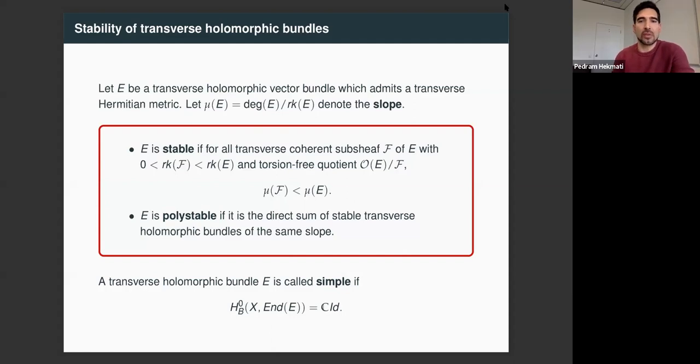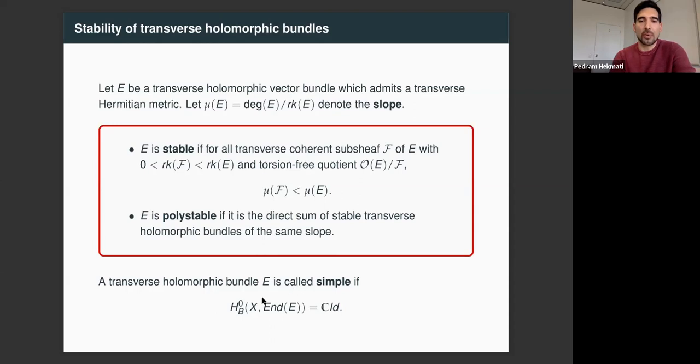So now we have all the ingredients that we need to define the notion of stability. This is done in the foliated setting in the usual way. A transverse holomorphic bundle that admits a transverse Hermitian metric is stable if for all transverse coherent subsheaves of rank less than the rank of the bundle, and these sheaves have torsion-free quotients, the slope of the sheaf is bounded by the slope of the bundle E. And it's polystable if it decomposes into a direct sum of stable transverse holomorphic bundles of the same slope.